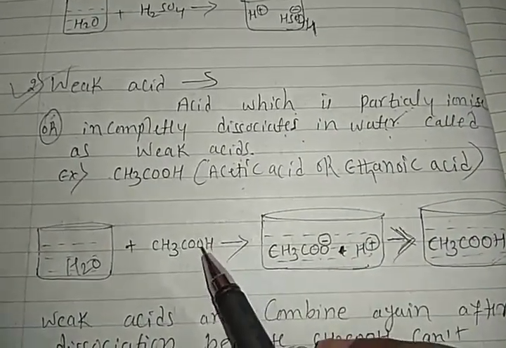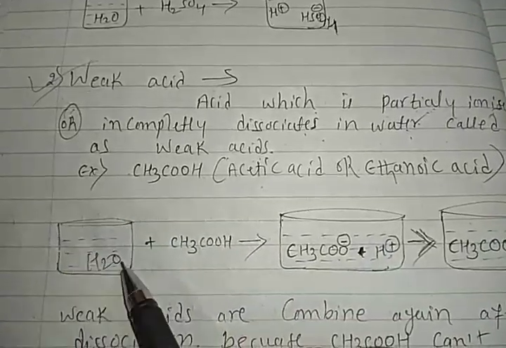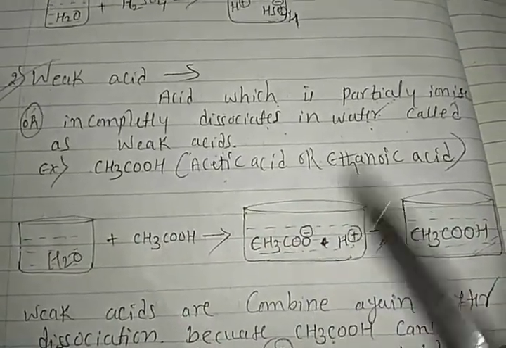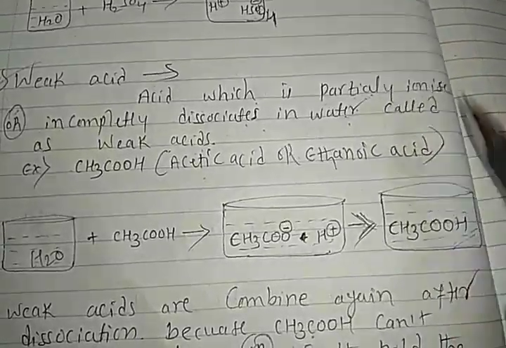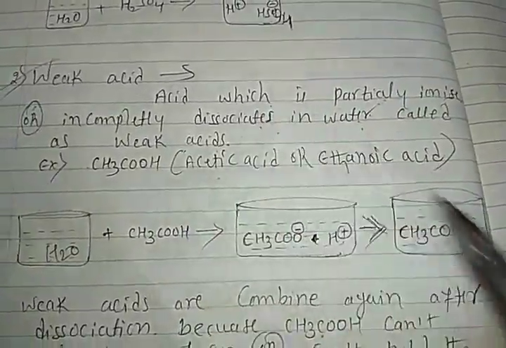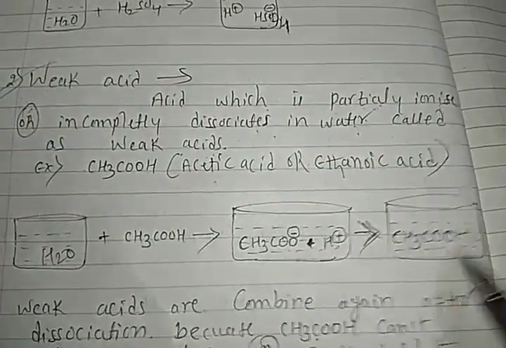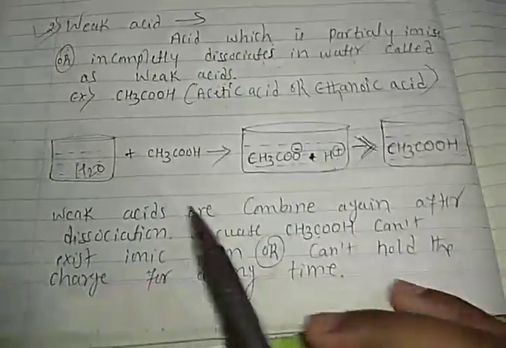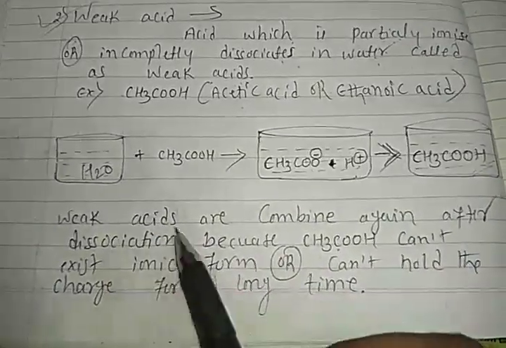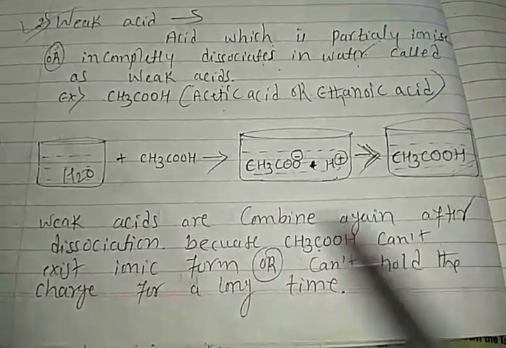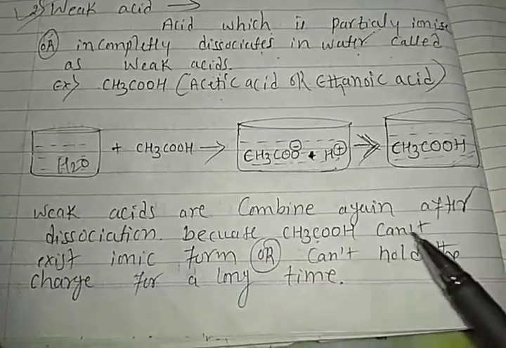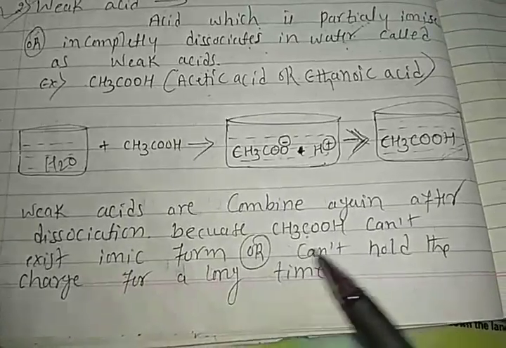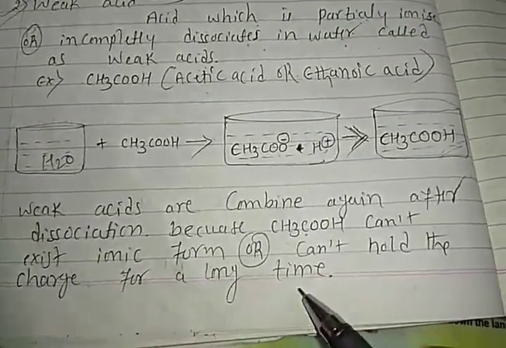Students, whatever acid we add into water, initially it dissociates. After dissociation, the ions attract again and combine. That is called partially ionized, or incompletely dissociated. Right, students? So incomplete dissociation is called a weak acid. I wrote here, students, don't be confused: weak acids combine again after dissociation because CH3COO- cannot exist in ionic form or hold charge for a long time.